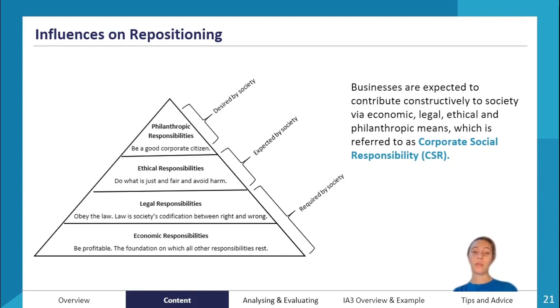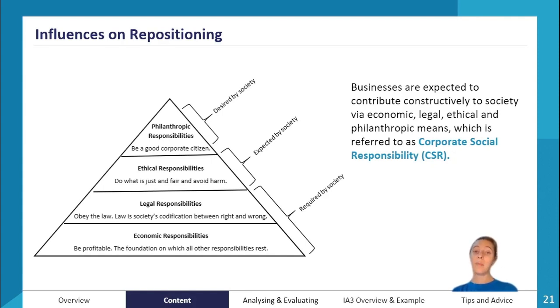Then we go up a level to what's expected by society. So ethical responsibilities. Do what is just and fair and avoid harm. So if we think about the treatment of workers, fair wages and good working conditions, and all of those things that are under that ethical banner, that is what society expects. It's not necessarily a requirement. Of course, there are businesses out there that do the wrong thing, but it is what most people expect from the businesses that we have in our society.